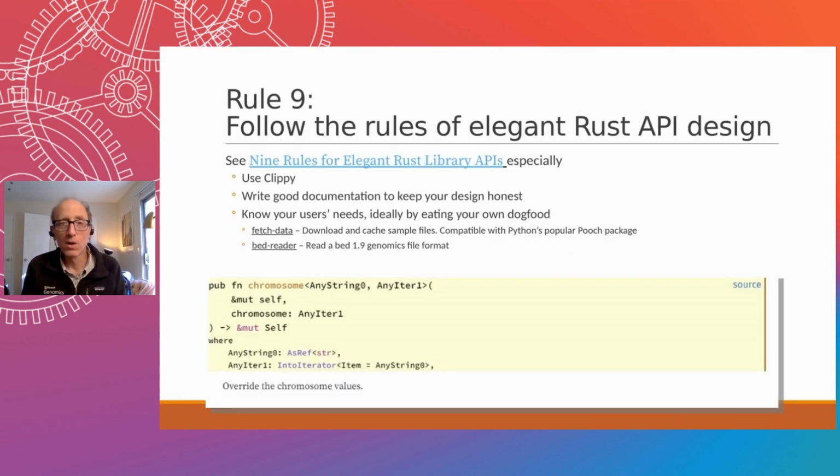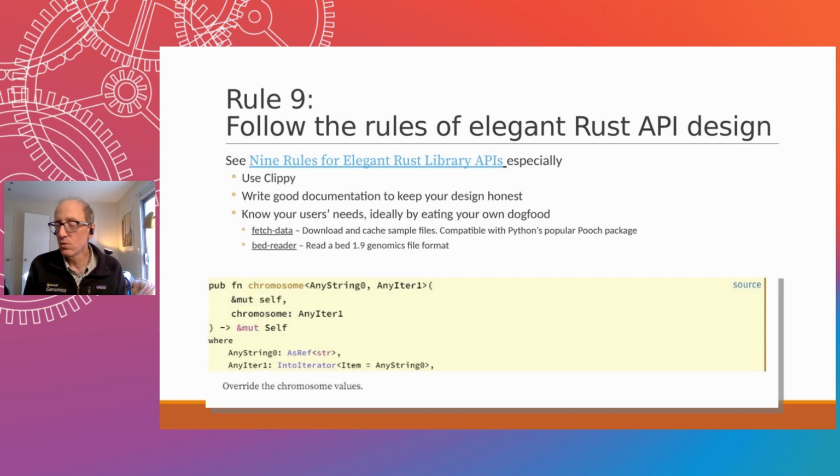Okay, our final rule. The final rule is to follow the rules of elegant Rust API design. That had 9 more rules. The 3 most important ones, though, are to use Clippy, which is the linter that checks that you're doing things nicely, you got your capitalization of variables right and all that. You should make sure you write good documentation because you're designing something for other people to use. And if you can't explain how to use it, then maybe your design isn't good. And you should test your design on your own projects, what we call eating your own dog food.